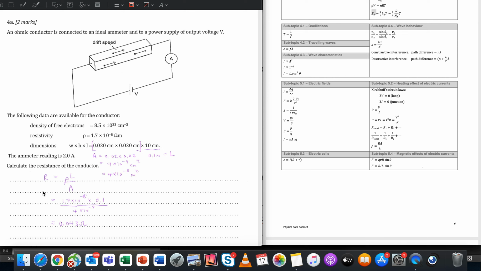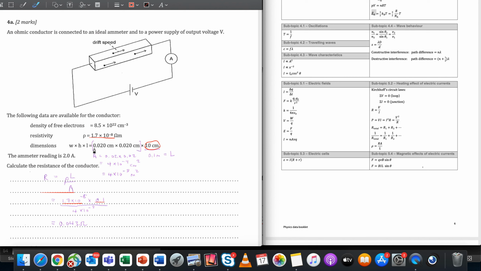So we're going to use our equation rho equal to RA over L. In other words, R equal to rho L over A. We're going to substitute our values in: 1.7 times 10 to the minus 8, that's just our resistivity. Then 0.1, that's our length. But we've got to remember to change our 10 centimeters into meters there.